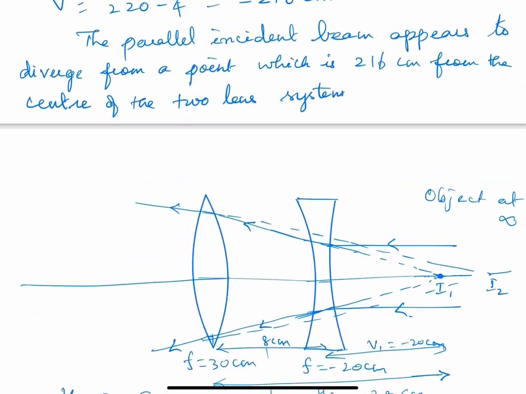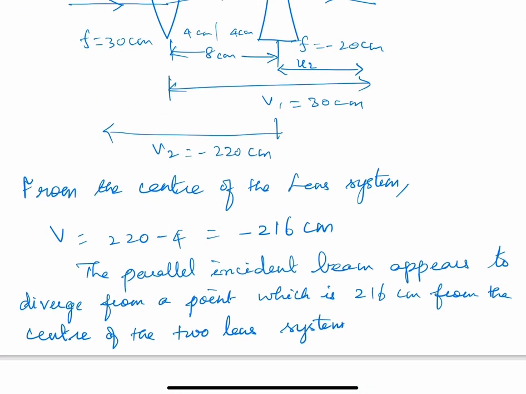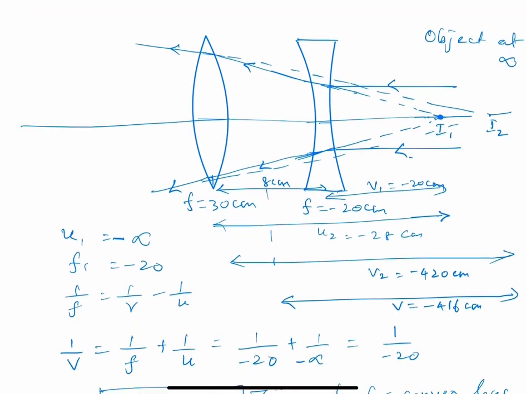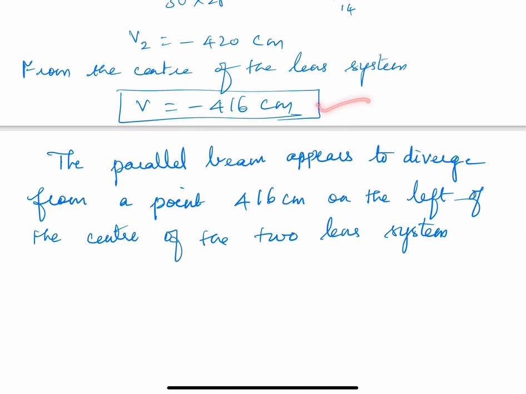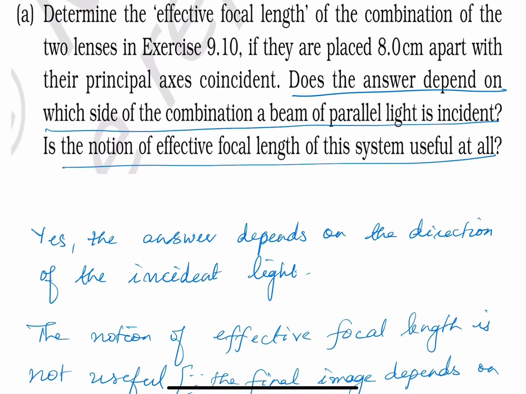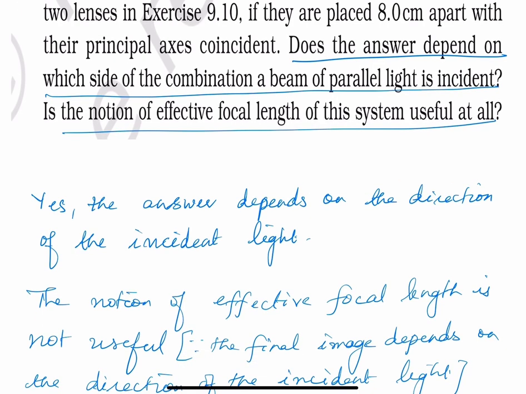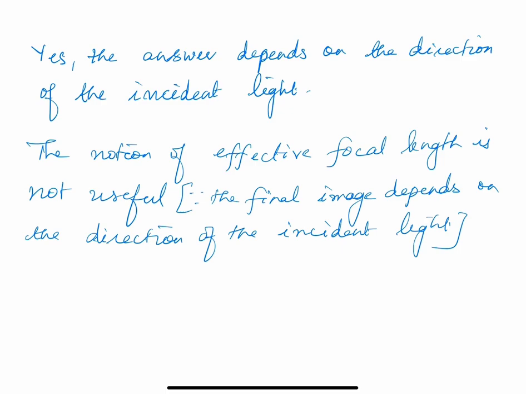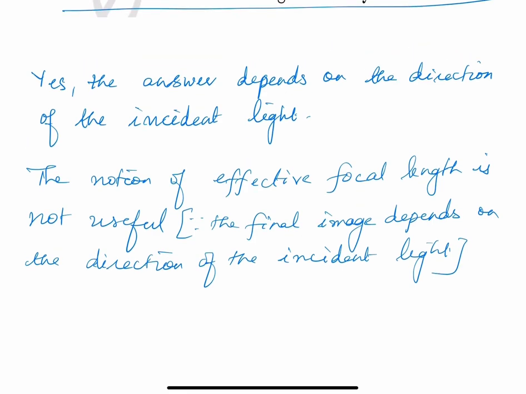So we are getting two different answers when the light comes from both sides. For the first case, we are getting minus 216. For the second case, we are getting minus 416. Now, to the part of the question: does the answer depend upon which side of the combination the parallel beam is incident? Yes, the answer depends upon the direction of the incident light. So is the notion of effective focal length useful? No, not useful, because we are getting different values. The final image depends upon the direction of incident light. So the notion of effective focal length is not useful here.